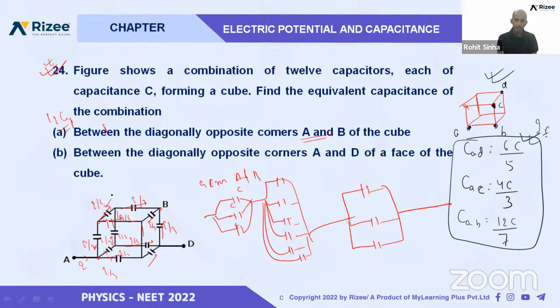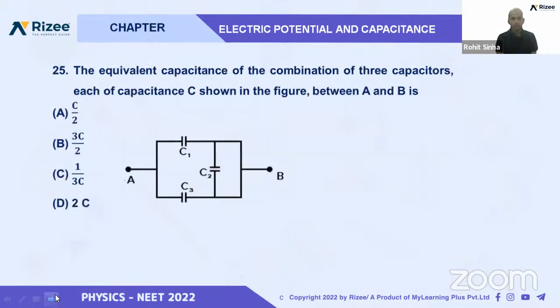Now, I have also told you how you can solve between A and B here, diagonally opposite on the opposite face. Okay, got it? Yes. You can try this question. I think you can do it. Solve this question.